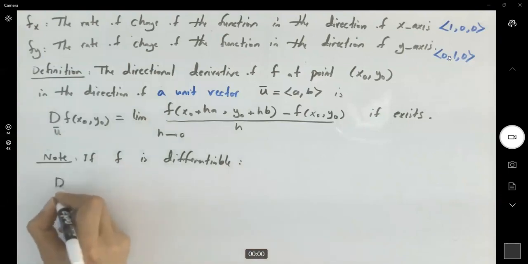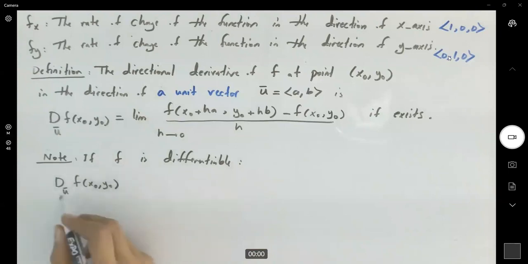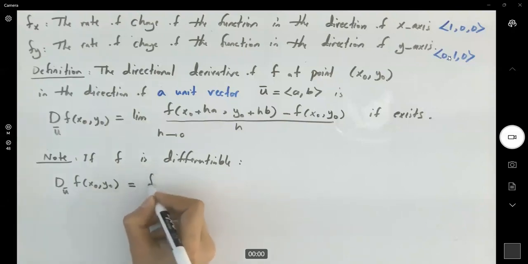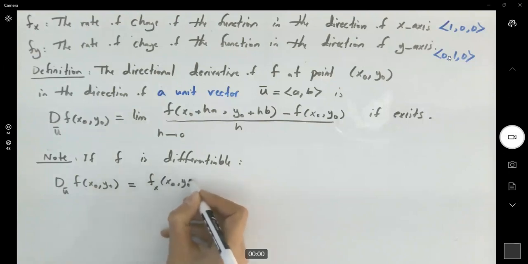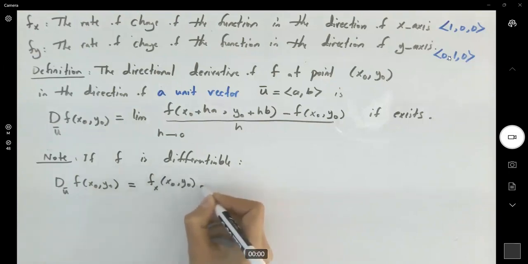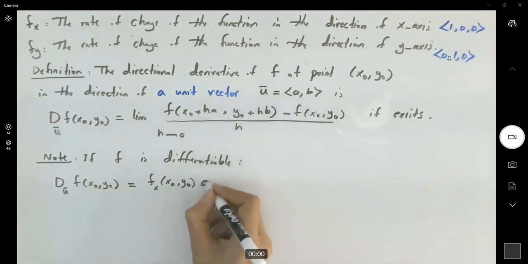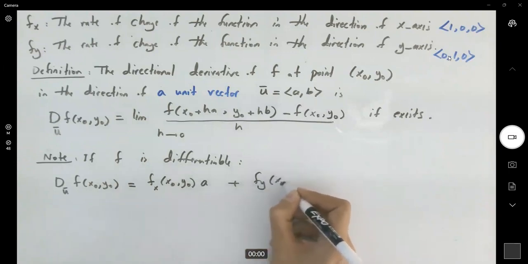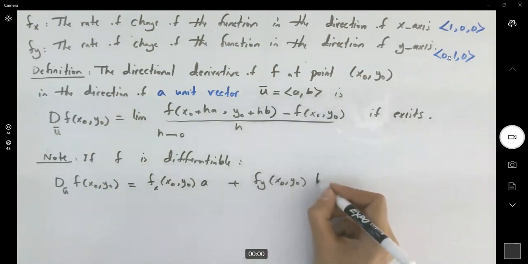then the directional derivative of function f at point x sub 0, y sub 0 in the direction of unit vector u follows the partial derivative of f with respect to x at x sub 0, y sub 0 times a, the first component, plus the partial derivative of f with respect to y at x sub 0, y sub 0 times the second component.